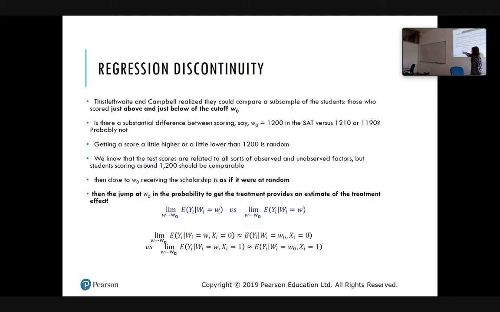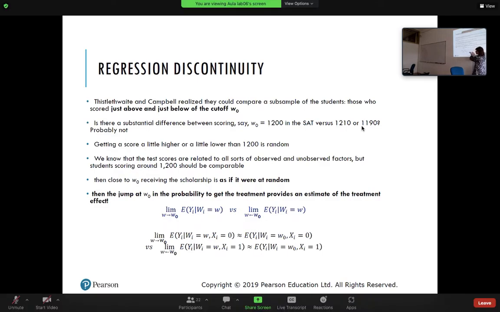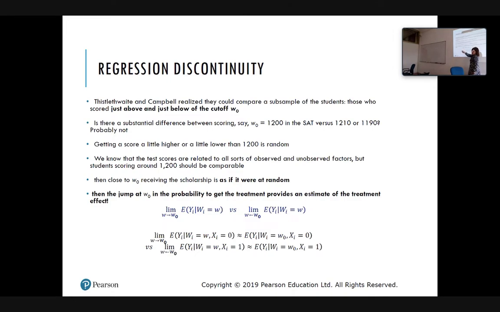So if we tend to W0 from the left, here are the ones with W below W0, so these are the ones with a score lower than the threshold value, and these are not treated, okay? So X is equal to 0. The ones who are actually just above the threshold are the treated ones.